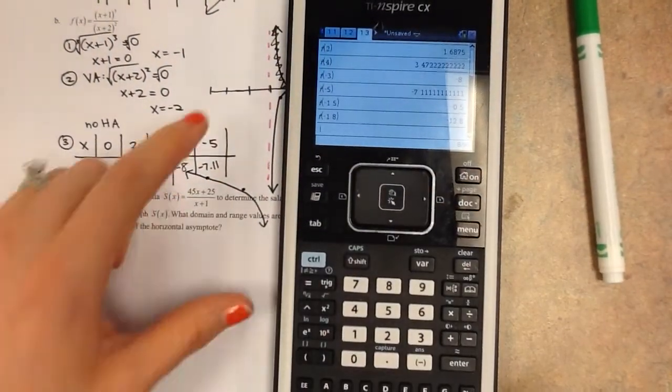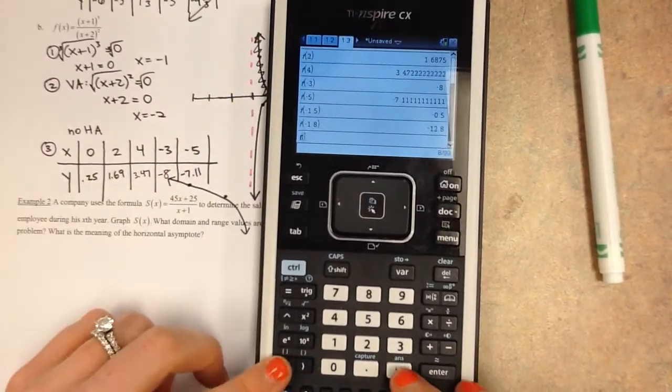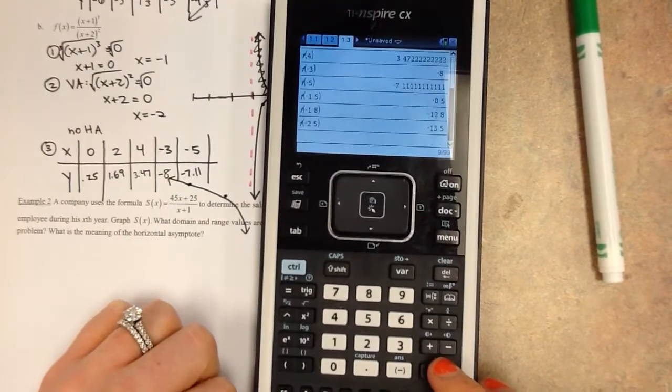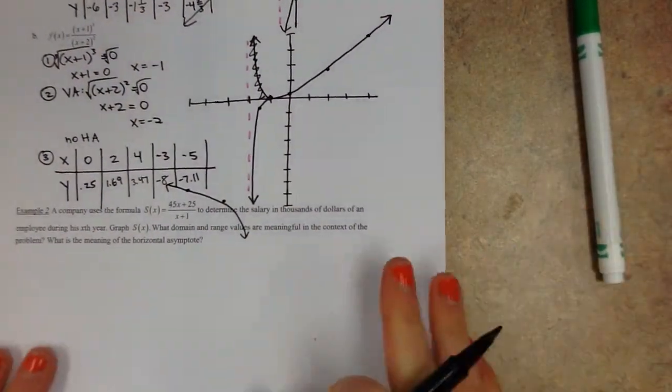Okay, now this side, let's plug in something even closer. So this is -3. Let's plug in something in the middle. F of -2.5. Okay, I guess that one shoots way down as well.